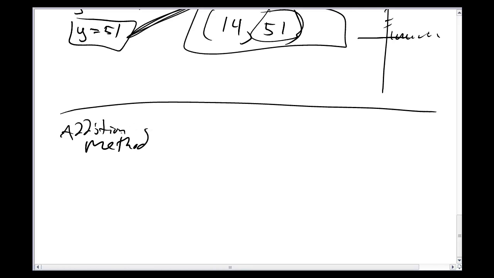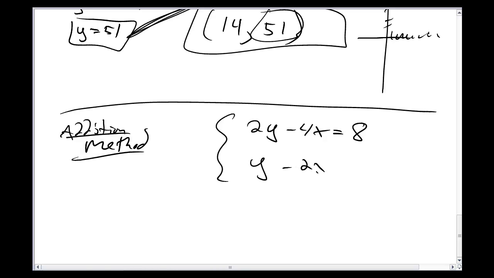The addition method, again, is most effective when I've got something that is very easy to see what's going on. And here's the addition method. Here's my initial set of equations. I've got the equation of 2y minus 4x equals 8, and maybe y minus 2x equals 4.